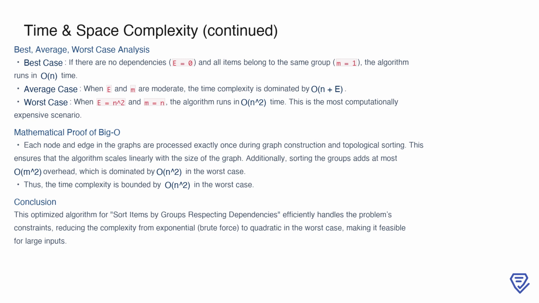To back this up, we can mathematically prove the bounds of the algorithm. Each node and edge in the graphs is processed exactly once during construction and topological sorting, ensuring linear scaling.